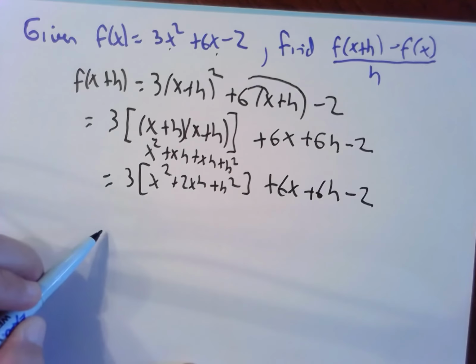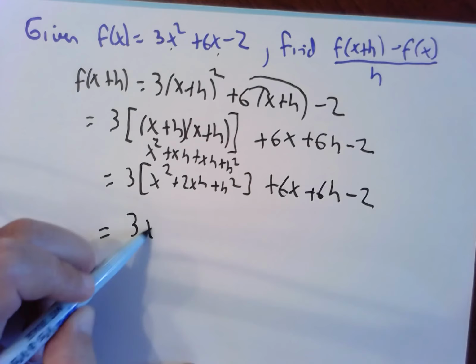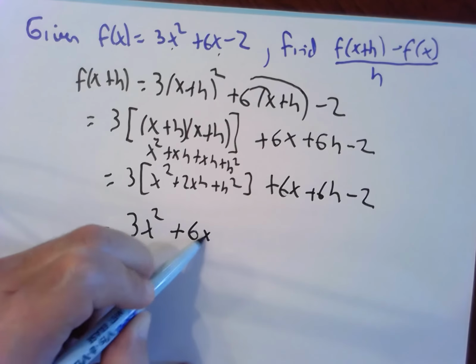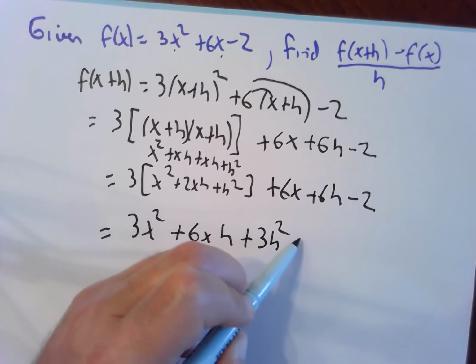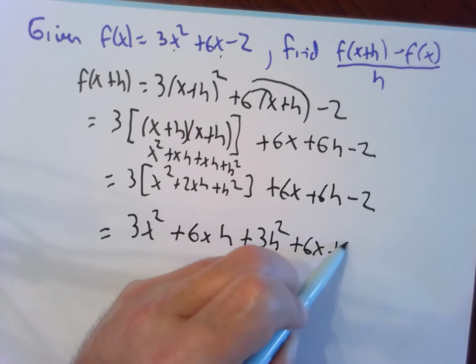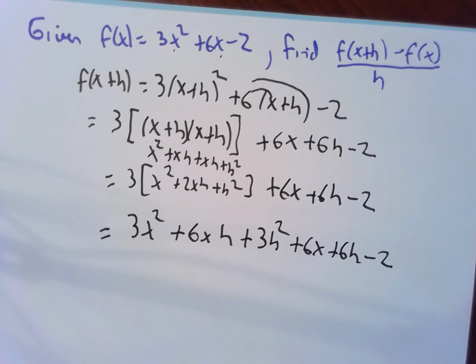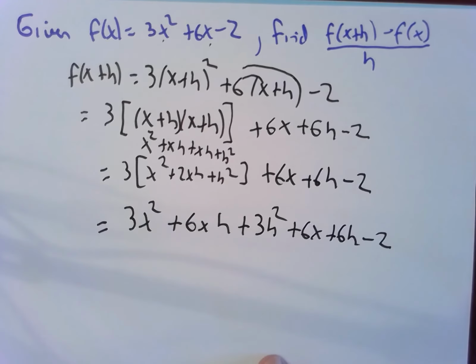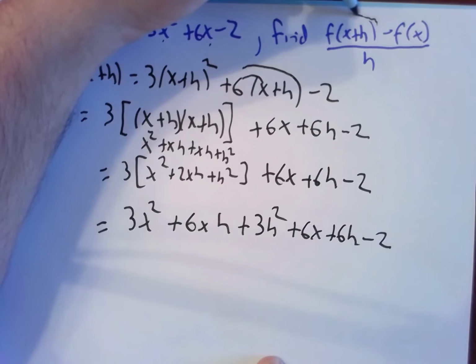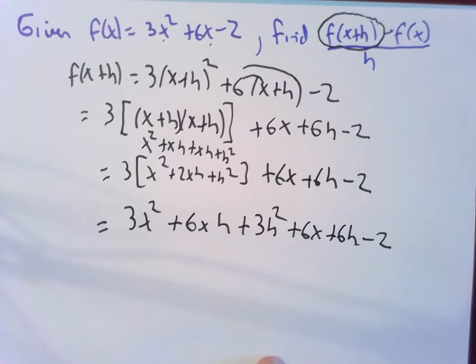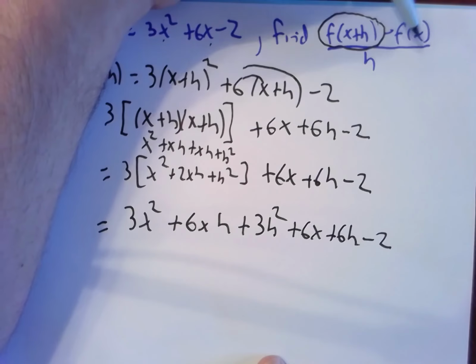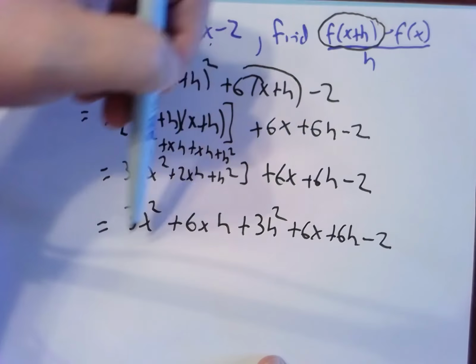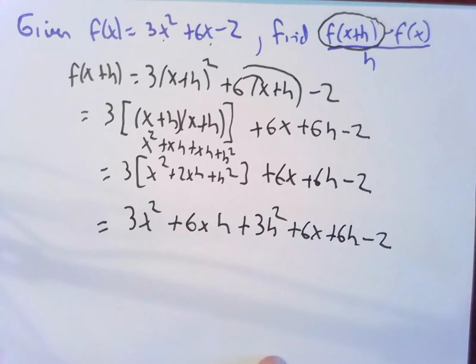Okay, so let's distribute the 3. We get 3x squared plus 6xh plus 3h squared plus 6x plus 6h minus 2. That is not our final answer. That is one part of this fraction. That is f of x plus h. There are 3 pieces we need. F of x plus h, the original f of x, and h. All we have here is the first part.